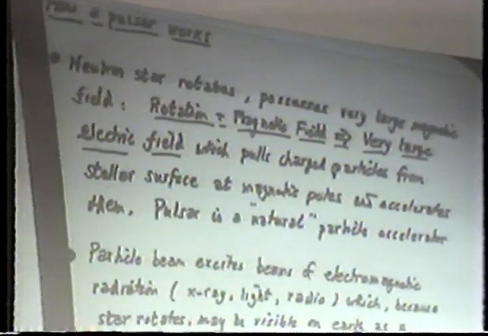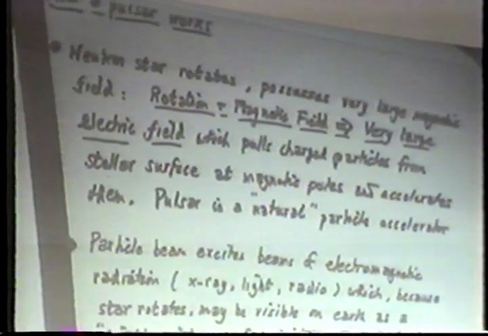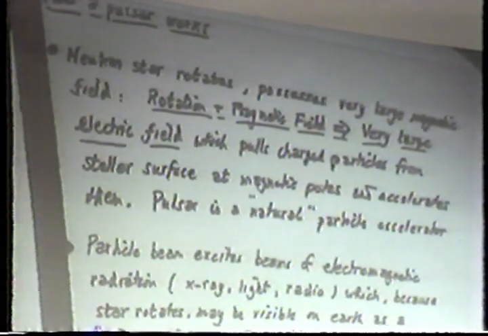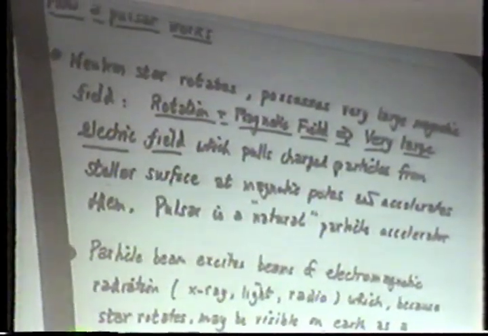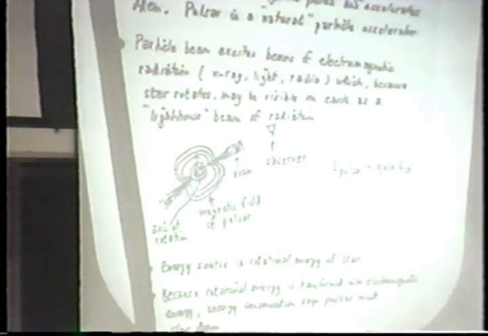So that's the essence of how a pulsar works. The star rotates, it possesses a very large magnetic field, and you can show that rotation plus a magnetic field gives you a big electrical field. In fact, we almost had it in David's lecture demonstration. That will pull charged particles from the surface of the star. And a pulsar then is a natural particle accelerator. What we see are these beams of charged particles, which excite beams of electromagnetic radiation. That's a very poor drawing there. There's the star rotating about this axis. There's the magnetic field. There are beams coming out of the magnetic poles where the electric field is most intense. And then as this whole thing rotates around, we get a lighthouse effect, and what we pick up is the pulse signal from the neutron star.